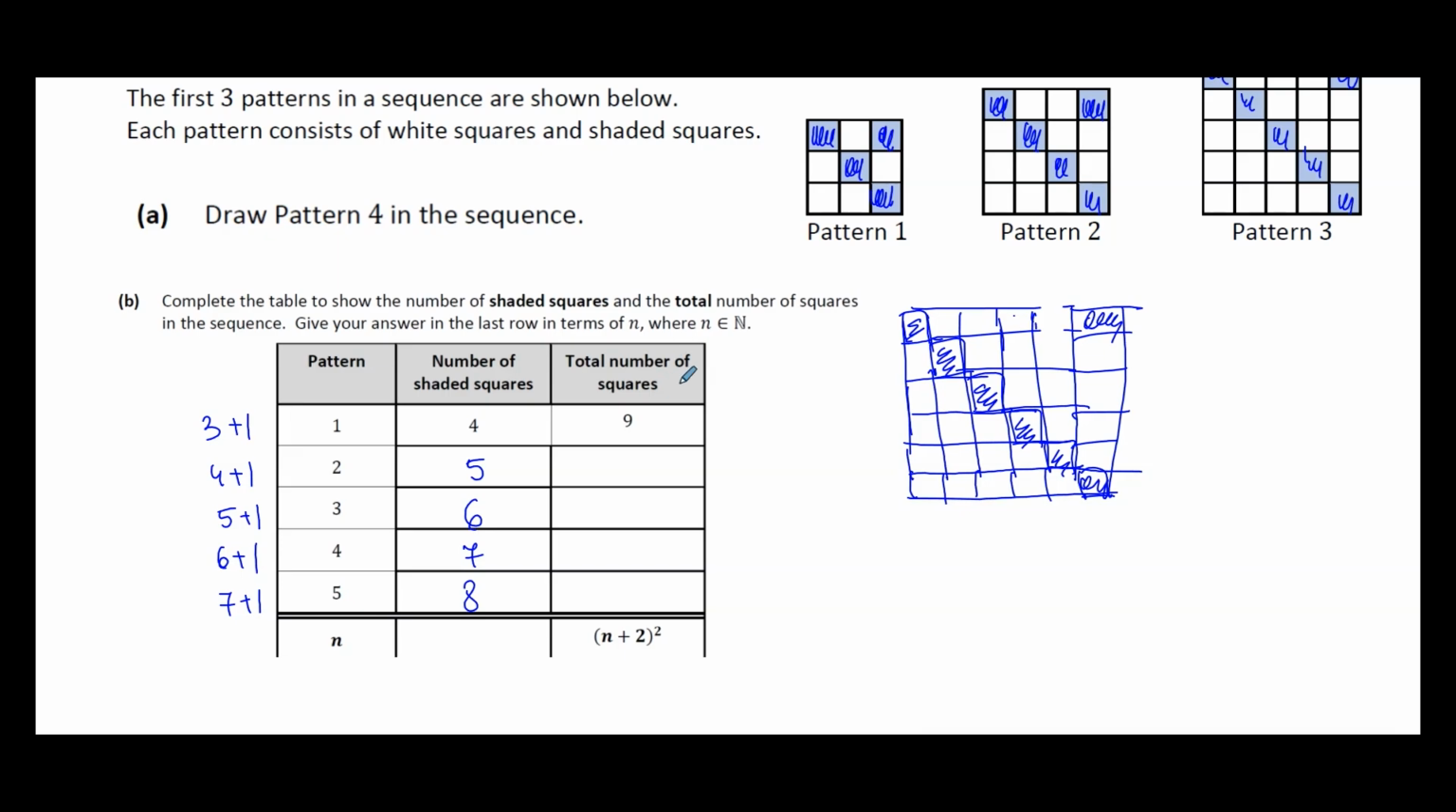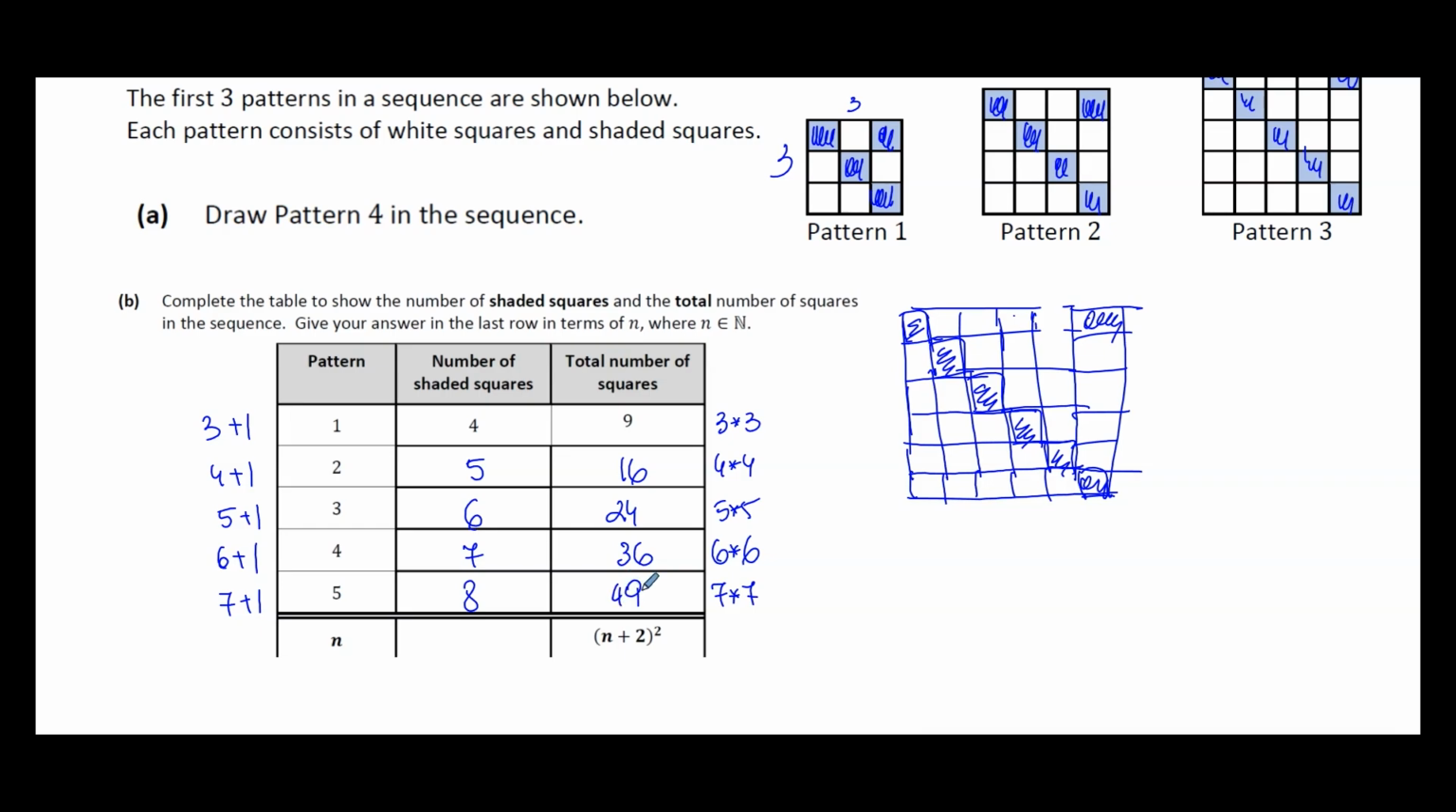Now, what about the total number of squares? How do we count them? I have 3 here and 3 here, therefore 3 by 3, that's 9. Then I have 4 by 4, therefore 16. Then 5 by 5, so 25. Then 6 by 6, therefore 36. Following the same logic, the next one will be 7 by 7, that is 49.